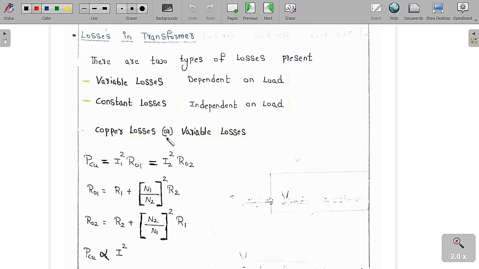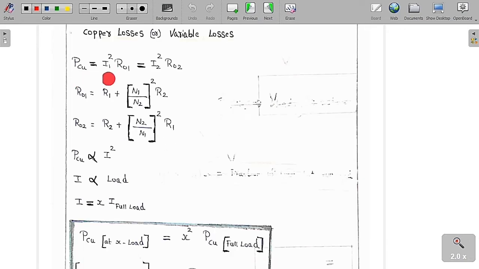Now we will discuss variable losses, also called copper losses because they depend upon the load. So copper loss is equal to I1 square into R01, which is equal to I2 square into R02. So you can go for either the circuit referred to primary or the circuit referred to secondary. In both cases, you are going to get the overall copper loss in both the windings. So R01 is equal to R1 plus N1 by N2 whole square into R2, or R02 is equal to R2 plus N2 by N1 whole square into R1.